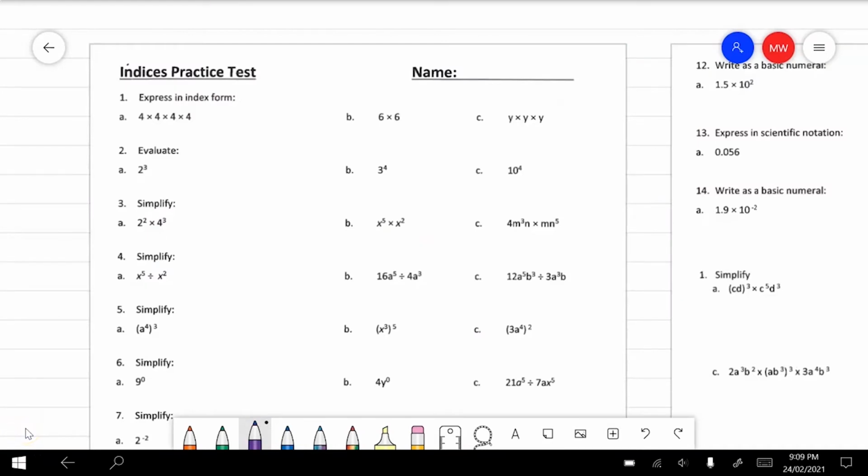Question 1's asking us to write these in index form, and here we can see that 4 is multiplied by itself 4 times. So what we've got here is 4 to the power of 4. In question B, we can see that 6 times 6 is there, so that's just 6 to the power of 2, or 6 squared. And it's no different when we've got letters. So in C here, we've got y multiplied by itself 3 times, so this is y to the power of 3.